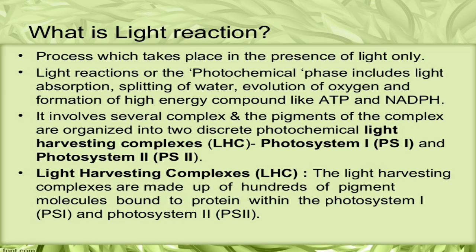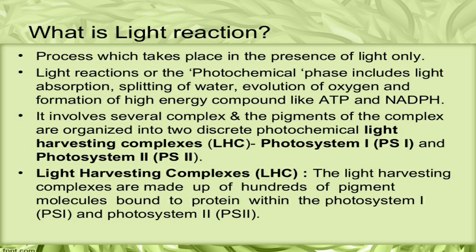What is the light reaction? The process which takes place in the presence of light is the light reaction. Light reactions, or the photochemical phase, include light absorption, splitting of water, evolution of oxygen, and formation of high energy compounds like ATP and NADPH. It involves several complexes, and the pigments of the complex are organized into two discrete photochemical light harvesting complexes.